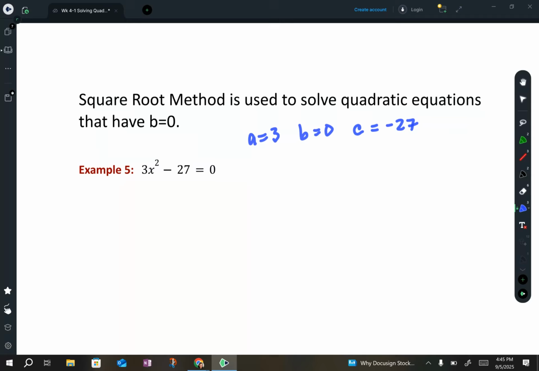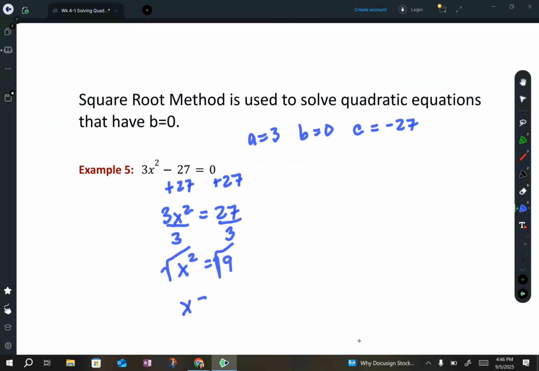And the square root method, you don't set it equal to 0. The square root method, you just isolate the x squared. So the first thing we're going to do is add 27 to each side. And that gives us 3x squared equals 27. We haven't quite got the x squared isolated yet, so let's divide both sides by 3. X squared equals 9. And now we take the square root of both sides. X equals plus or minus 3. And those are my two solutions for this quadratic equation. Again, I encourage you to check those.